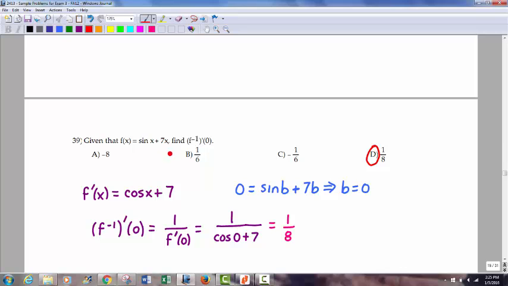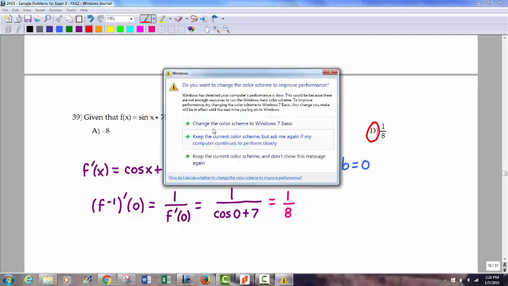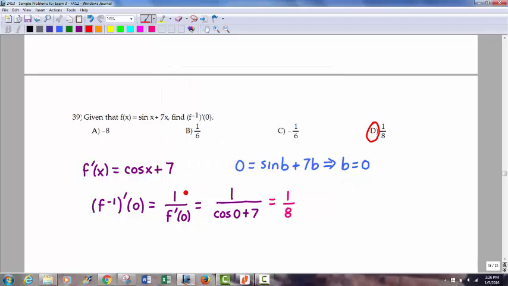So we need the derivative of this function, which is easy enough. That would be just cosine of x plus 7. So the derivative of the inverse function at 0 will be 1 over f prime of the value b, which just happened to be 0, as I mentioned. That's just a coincidence that these are both the same number. So 1 over f prime of 0, you put 0 in here, cos of 0 is 1, 1 plus 7 is 8, so you get 1 over 8.